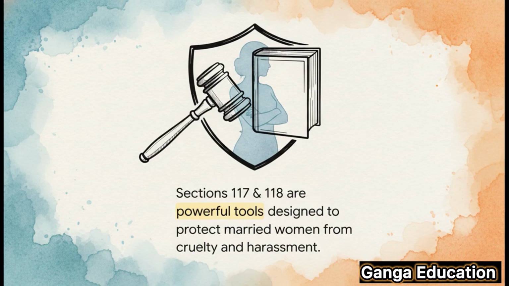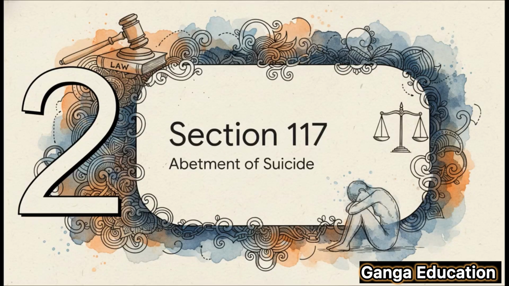They are designed to empower our judiciary, to give them the tools to deliver justice in difficult situations where direct evidence might be scarce or even hidden. So with that foundation laid, let's dive into the first section. All right, first up we have Section 117.